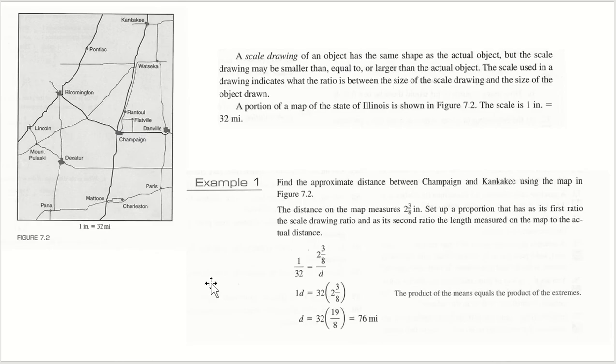Here is a map, and in this example, we're looking for the distance between two cities. If you look at the scale here, 1 inch is 32 miles, and you were to take the measurement and find it to be 2 3/8 of an inch, the formula would be 1 inch to 32 miles is 2 3/8 inches to whatever the distance is in miles. And the calculation you see there comes out to be 76 miles.